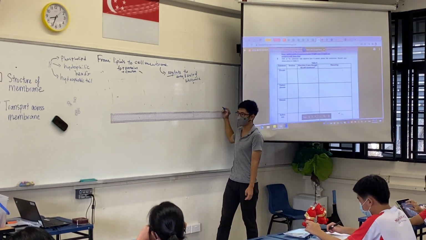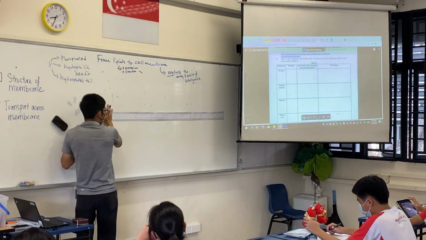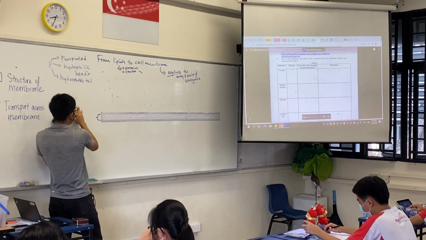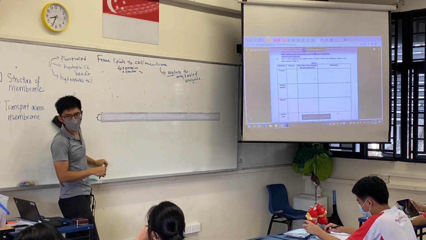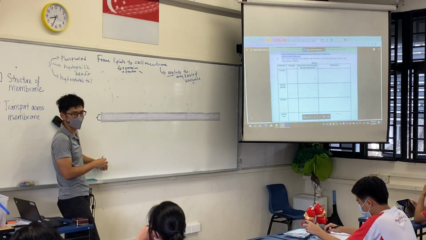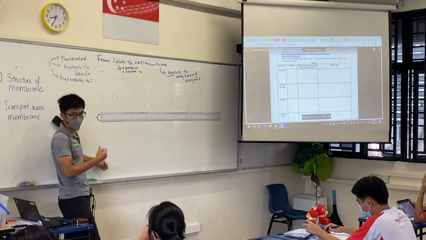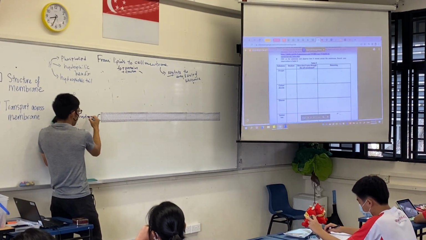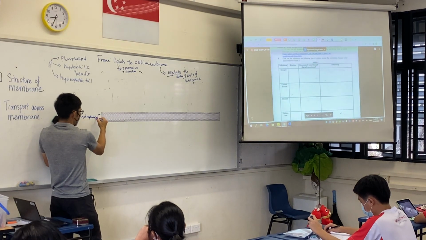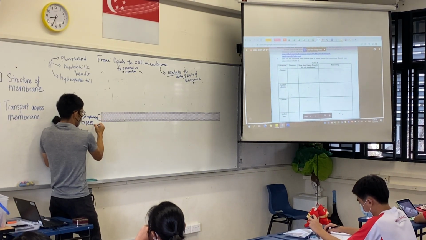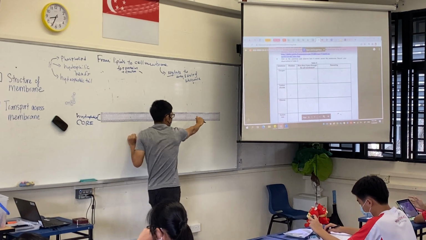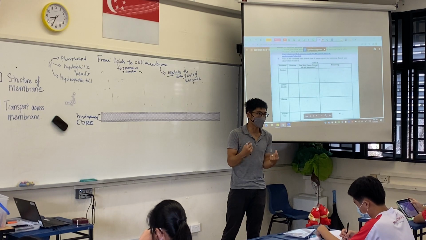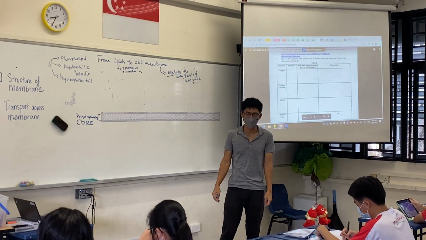Let's look at the phospholipid bilayer, and let's look at it from the side perspective. This middle portion over here, what kind of property does it have? Is it hydrophilic or hydrophobic? Hydrophobic. And we often call this hydrophobic layer the hydrophobic core. It is a very, very thick layer of fatty acids, so thick that it's like a barrier to a lot of things that want to go through.